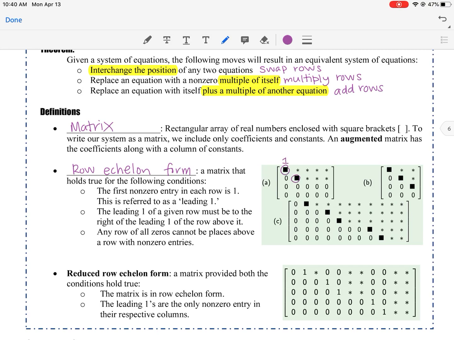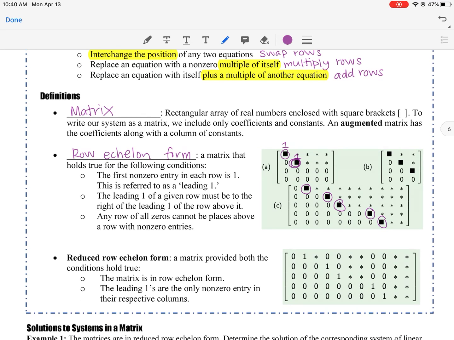So a matrix is in row echelon form if it holds true for the following conditions. The first non-zero entry in each row is a 1. So you might have a 0, and that's okay, but then this is going to be a 1. It's referred to as the leading one. The leading one of any given row must be to the right of the leading one of the row above it. So notice how this is first, and then this second one here is to the right of it. If you look at these squares, they're going to the right of where the previous one was. And then any row of zeros cannot be placed above rows of non-zeros. So the zeros are at the bottom.